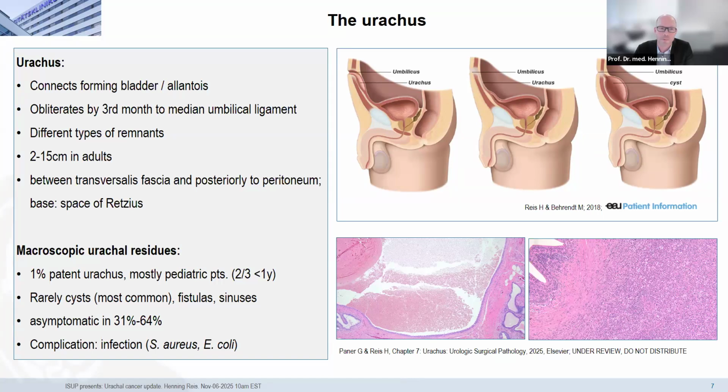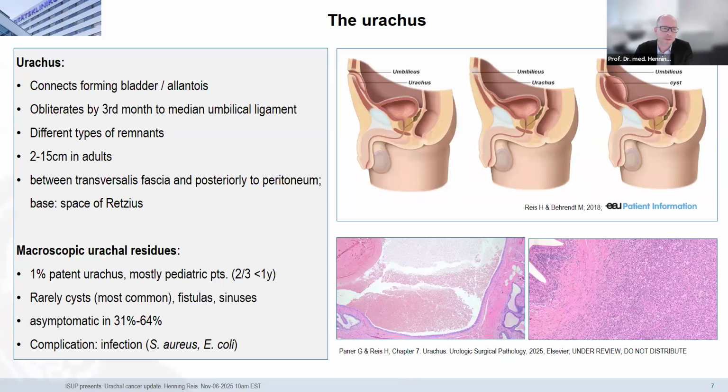It's primarily extraperitoneal, and there are different types of these remnants, which is clinically relevant. Usually they are 2 to 15 centimeters in length, and the anatomy is that it spans between the transversalis fascia and, posteriorly, the peritoneum. And at the dome of the bladder, it creates the so-called space of Retzius.